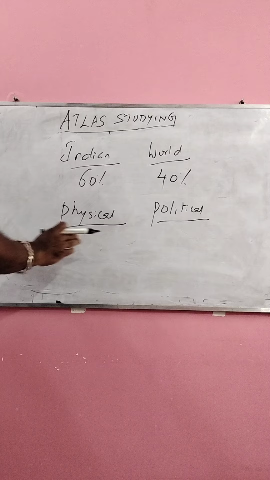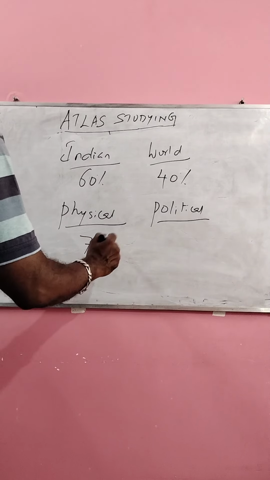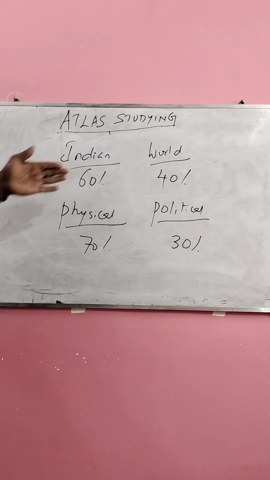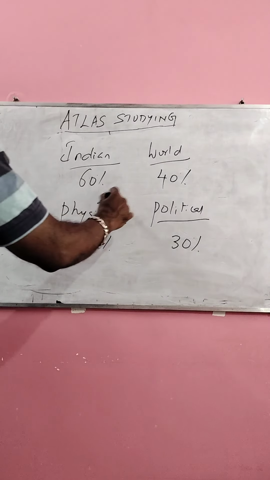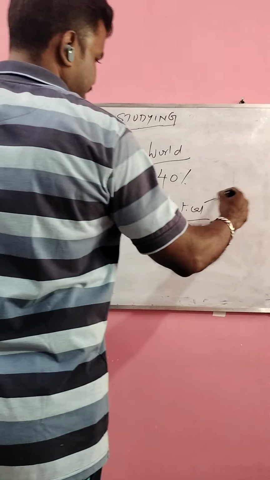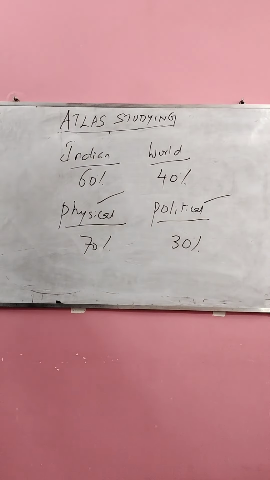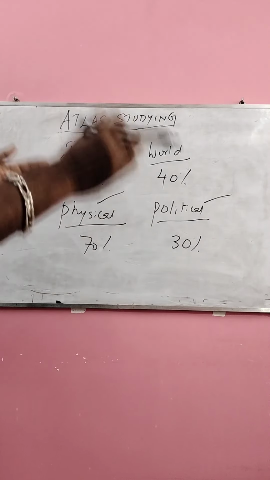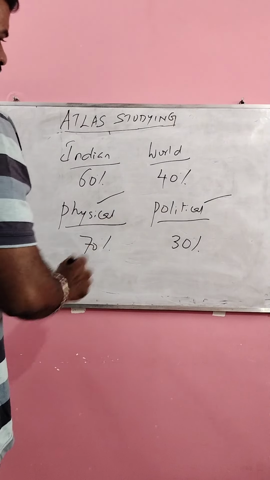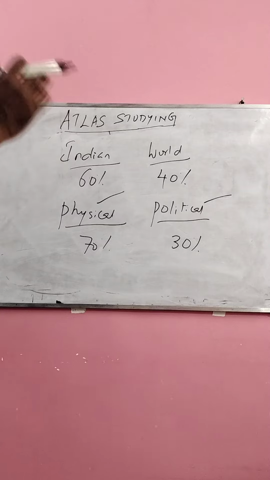Weightage here: 70% to 30%, a 70:30 ratio. Physical geography includes the physical features such as continents, seas, oceans, lakes, rivers, mountains, and so on. Political geography includes the territorial boundaries. It maps the territorial boundaries, countries, location of cities, and so on. So this is the weightage that you should give for the civil services examination.